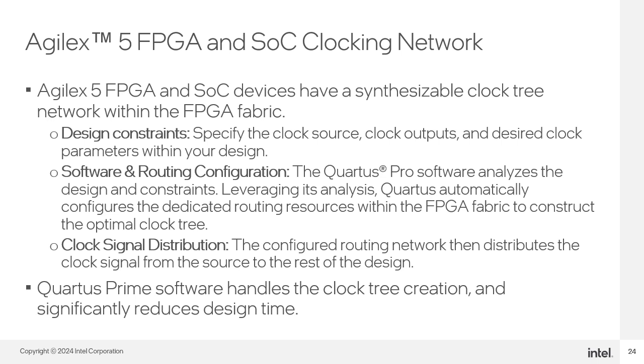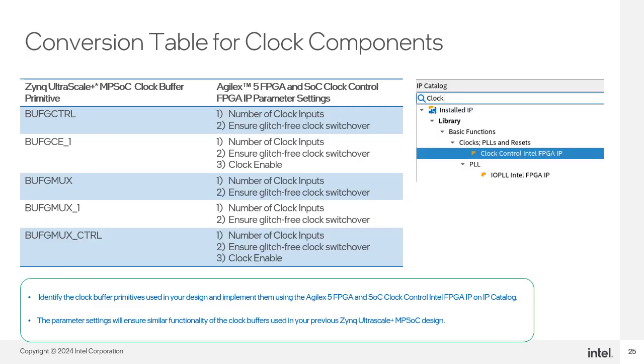This automation streamlines clock network design, reducing complexity and potentially improving performance due to the clock tree synthesis capabilities. While Quartus automates clock network creation in Agilex 5, understanding Zynq's dedicated clocking resources can aid in interpreting the conversion tables provided. This table outlines commonly used Zynq primitives and their corresponding parameter settings in Agilex 5. These settings achieve similar functionality to Zynq's clock buffers within the Agilex 5 architecture. You can access and configure these parameters through the Clock Control FPGA IP within the Quartus IP catalog.